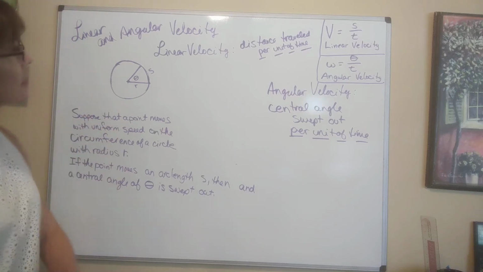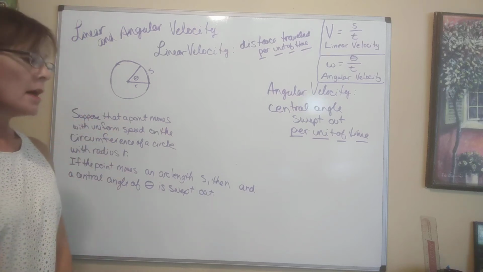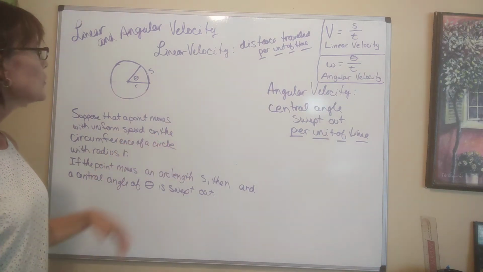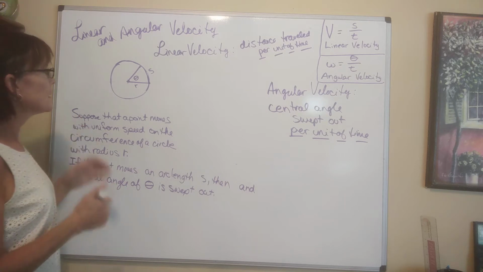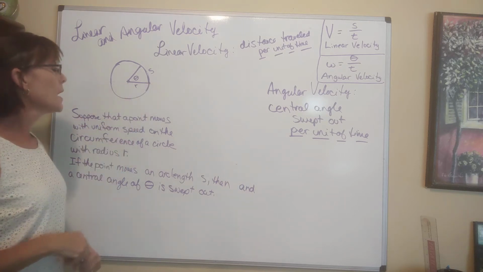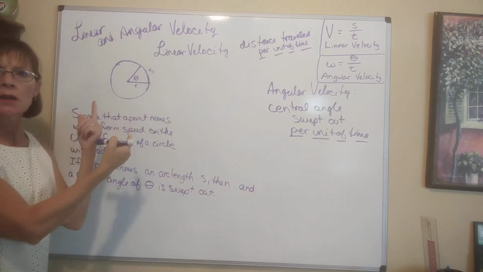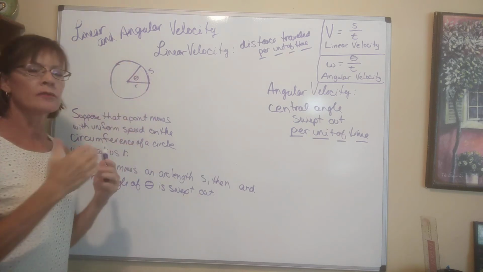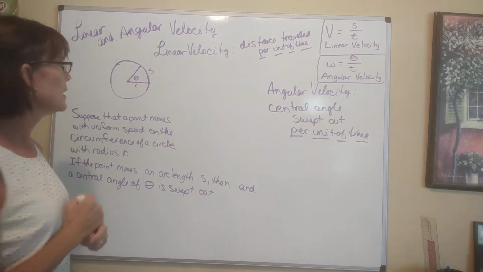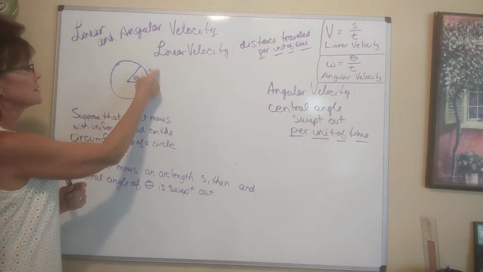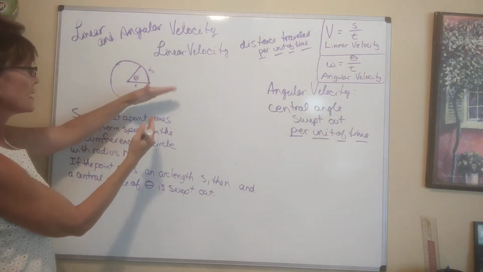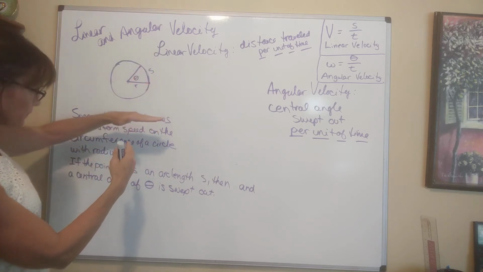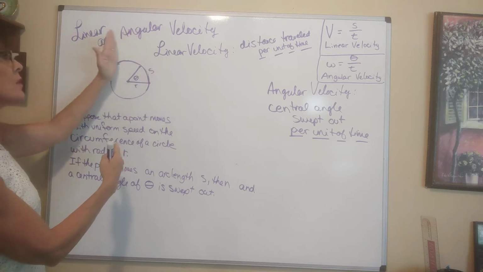This video is about linear and angular velocity. So this is what the concept is. If you think of a point on the edge of a circle with a radius r, and that point is traveling around the circle at a uniform speed, then it's covering some distance. The arc length that it covers is s, and it will sweep out this angle theta as it travels around the circle.